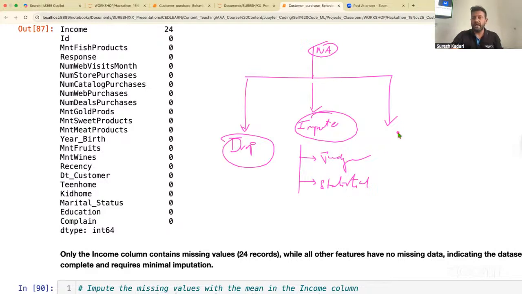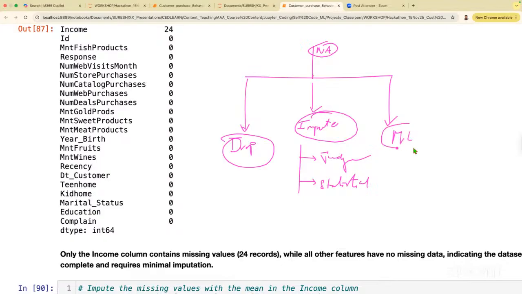Clear? Good. And the last one is machine learning. In data analytics, you use machine learning to predict the missing values. Machine learning will use something like KNN, K nearest neighbor. If you're all sitting together, what is your age? It must be the nearest neighbor, the same age. So I have a machine learning model to predict the missing value. You understand? This is how I handle it.